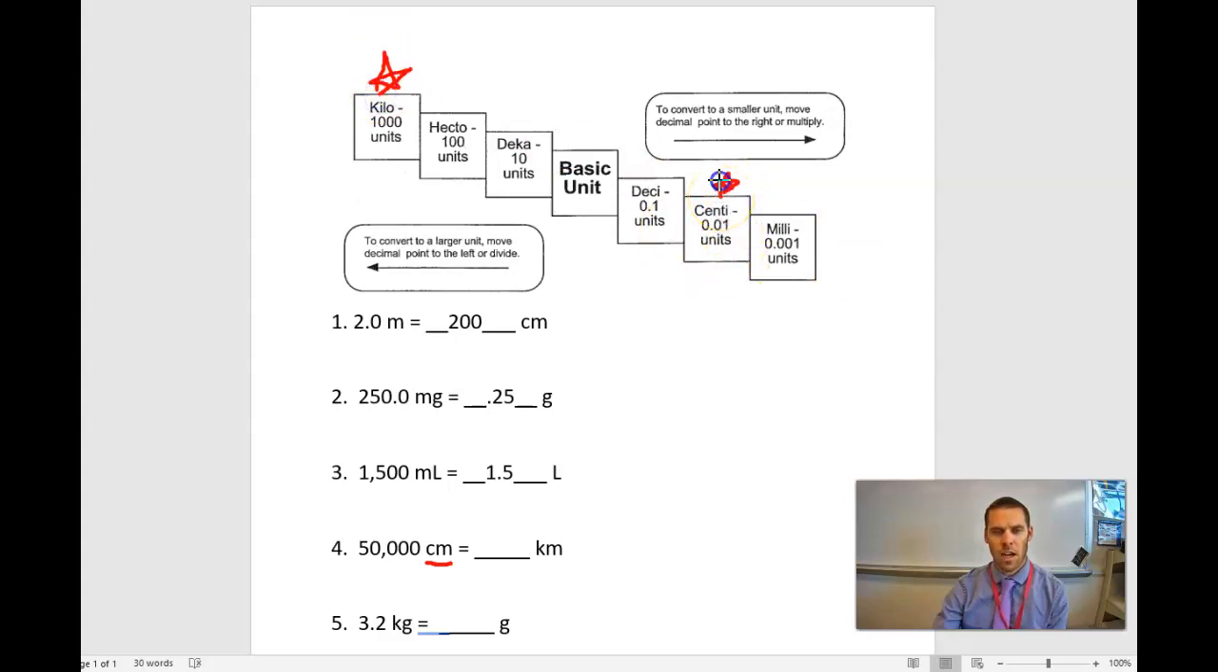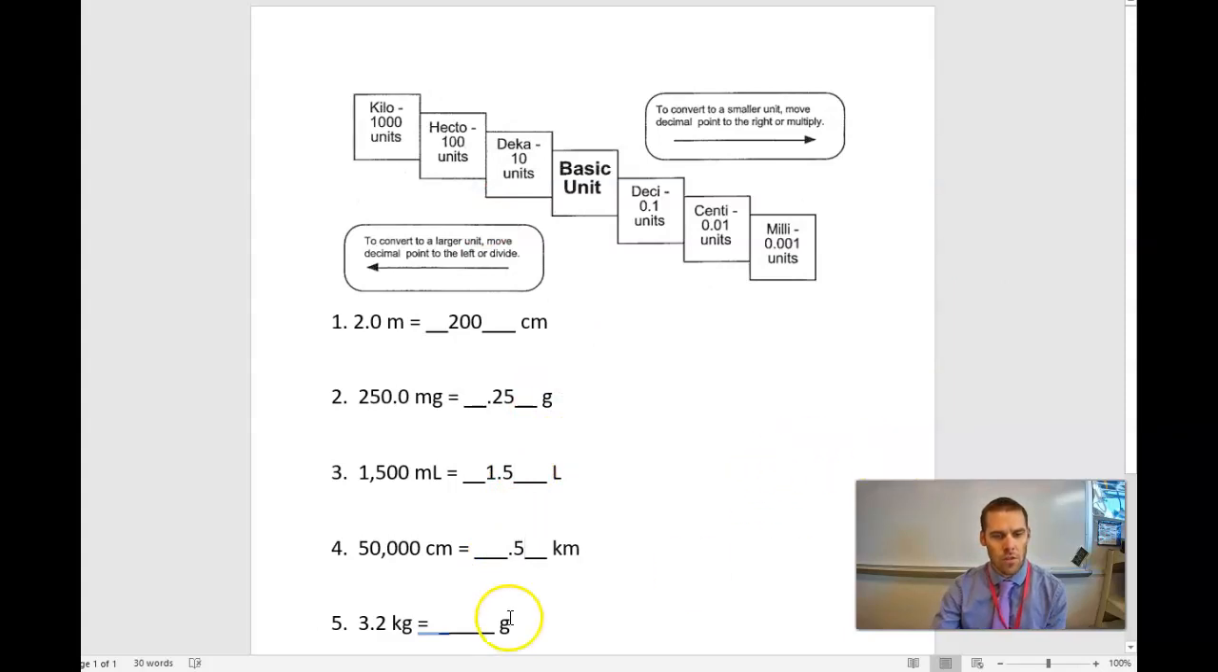I want to move the decimal point to the left 1, 2, 3, 4, 5 place values. So if my decimal point is right here next to my ones value, I'm going to move the decimal point to the left 1, 2, 3, 4, and 5. That's going to be the equivalent of 0.5 kilometers.